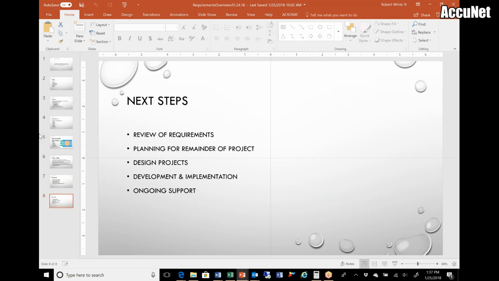And then the last slide I have on here is a little bit redundant, but next steps. We always want to leave a customer at the end with a review of the requirements so that they know they have it. Where is it? They can always go to it. We always want to plan for the remainder of the project, and what I mean by that is getting into the next bullet, which is design. And then what's after that? After design is going to be development and implementation. And then even beyond that, ongoing support.